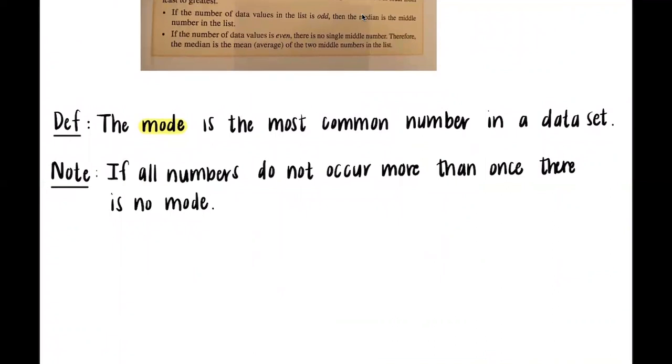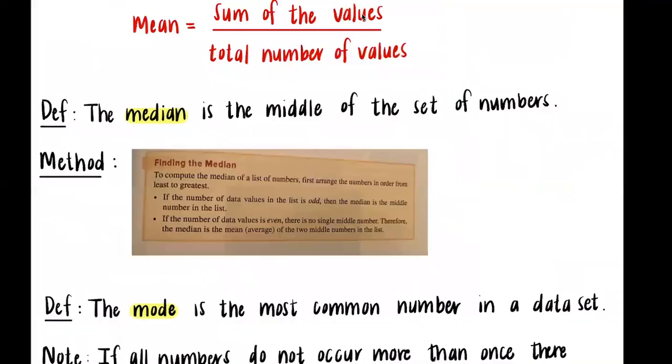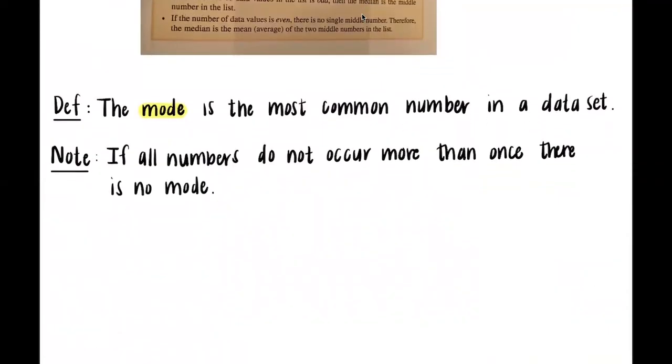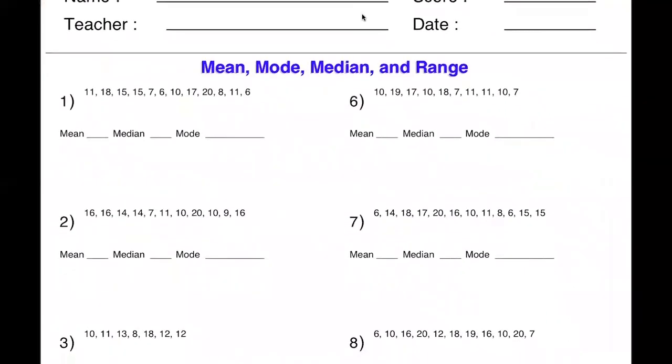Also, if no numbers occur more than once, there is no mode. So, mean, median, and mode. Mean, the average. Median, the middle number. Mode, the number most common. Okay, let's look at an example.